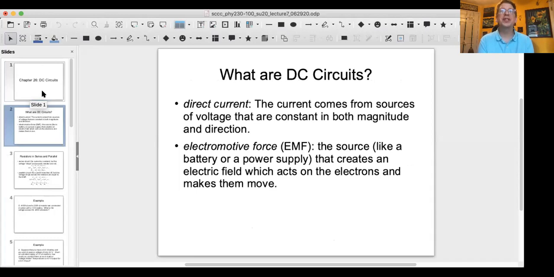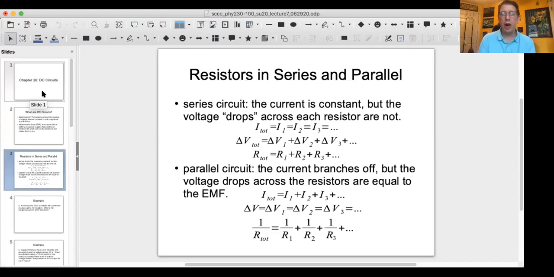The source of the DC voltage, or rather the source of the voltage, is called an electromotive force, or an EMF. So sometimes instead of delta V, you'll see a fancy looking E. The fancy looking E stands for EMF. Our lecture today is basically covering three topics. The first is resistors in series and parallel.